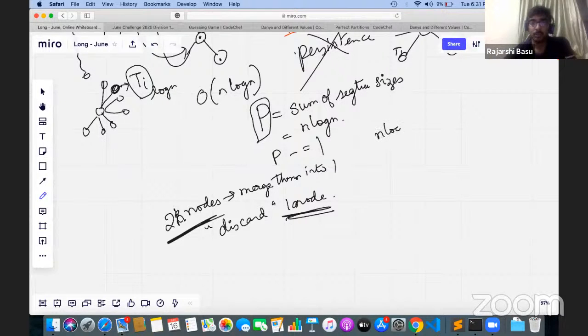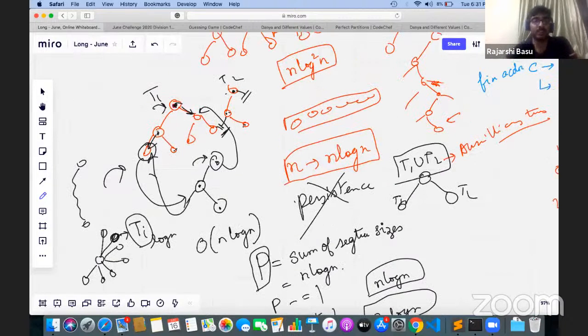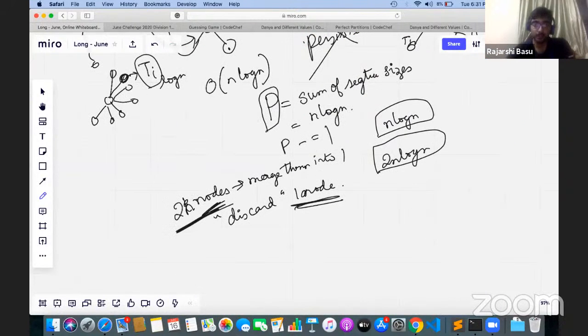N log n. That means how many total nodes have you visited? 2n log n. During the merging steps, it will never happen that you visit a node where there is no corresponding node in the other tree. Whenever you visit a node, that means in the other tree also there is a corresponding node. Hence, you always visit nodes in the form of two nodes simultaneously. And for every such two nodes that you visit, you discard one node. And since you can discard at most n log n nodes, that's why your complexity is still n log n. Note that this is just during merging.